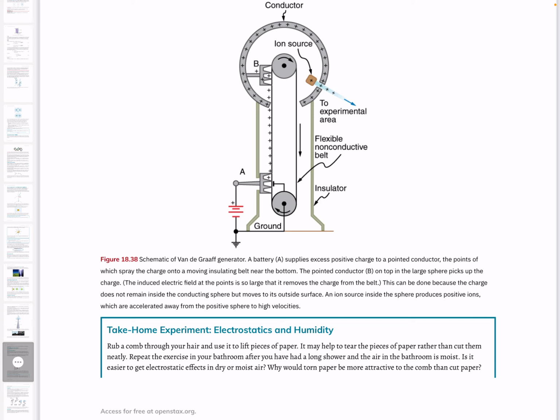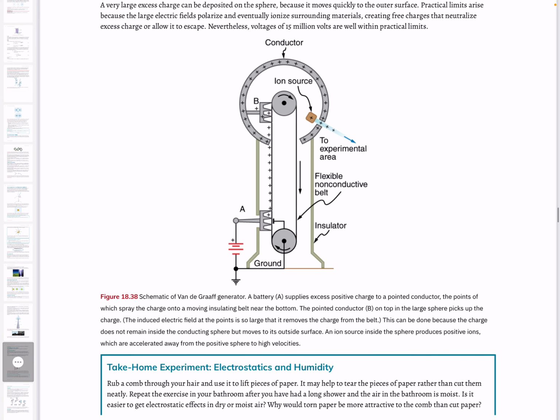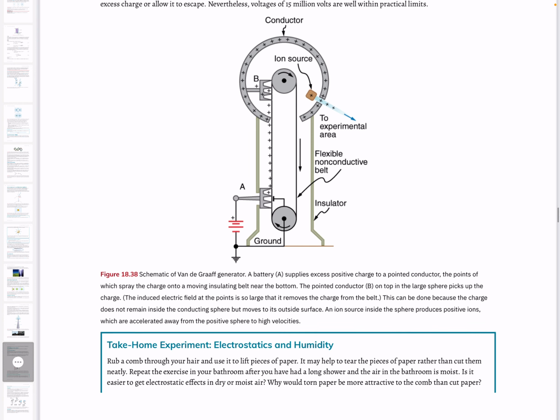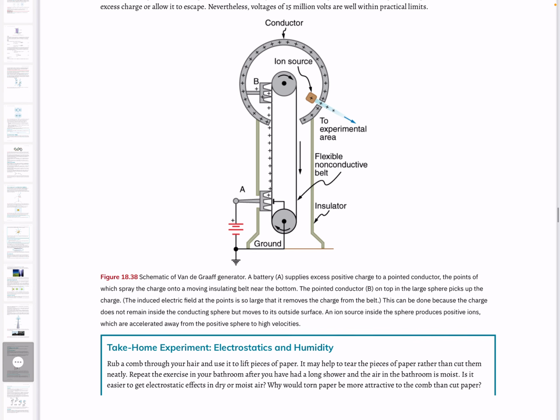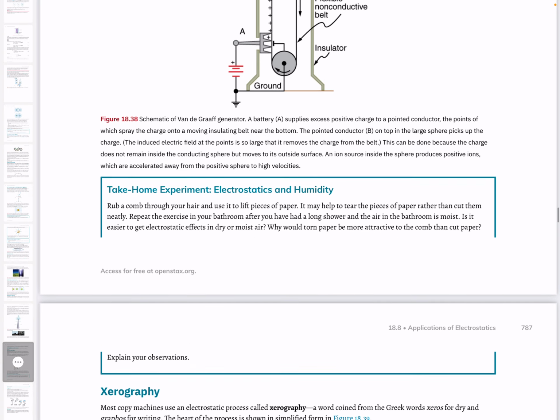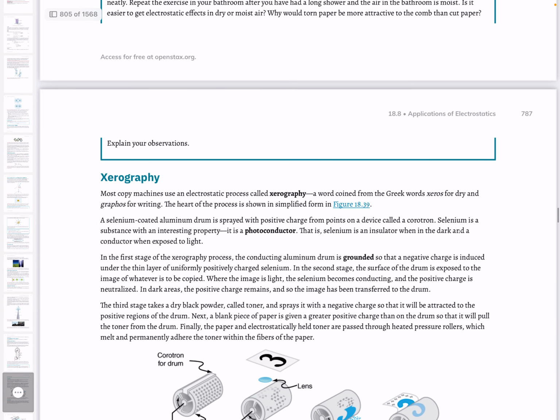So they have this battery down here where the ground is, and that battery is what is supplying or taking the electric charge away from this conductor. Anyway, it's the conductor at the top that really is the focal point of the Van de Graaff generator.